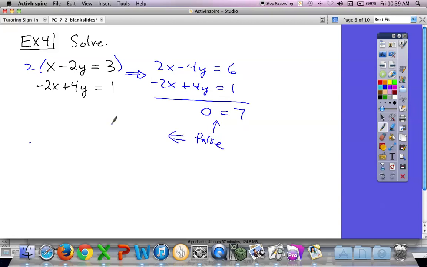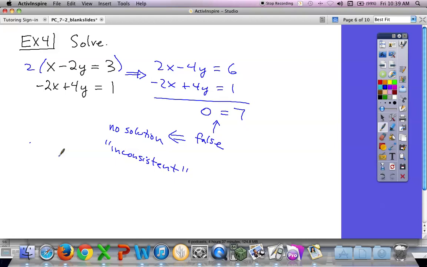Therefore, no solution. Or, if you want, inconsistent. Yes, because remember, the solution to a system are the shared points. And if they never cross, there are no shared points, so it's no solution.